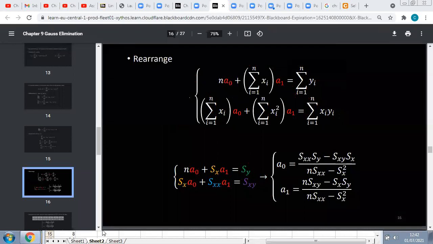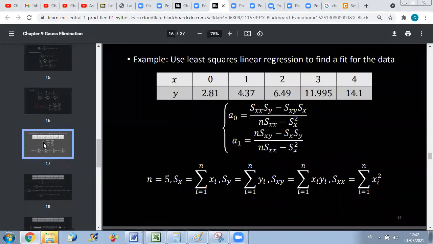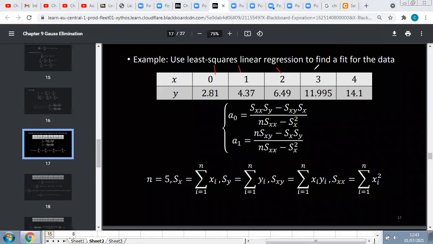So now let us consider an example to understand better how to apply these formulas. So as I told you, in general, they give you a table of data, and they tell you, for example, use the least squares linear regression to find the fit for the given data. So here first, I determine the number of points, 1, 2, 3, 4, 5. So n is equal to 5.